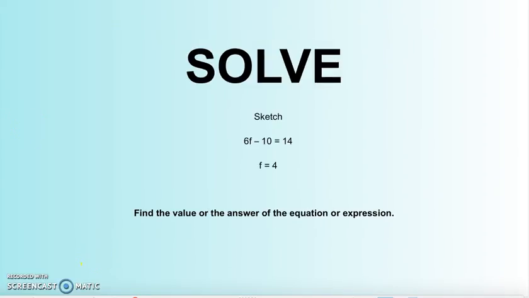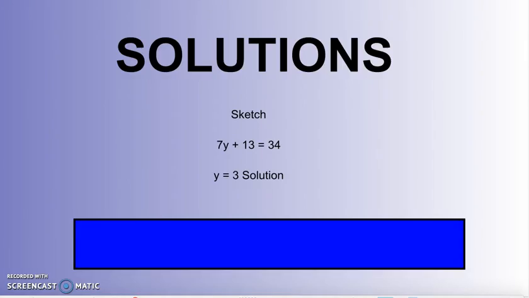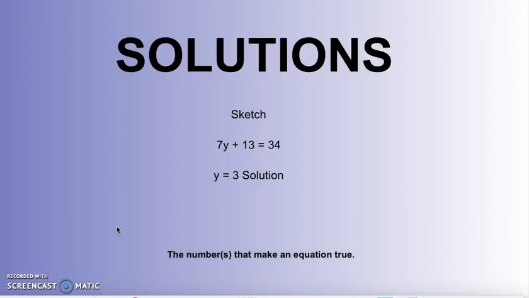Okay, so let's move on to our next word, solutions. If we're solving for something and I find a solution of 3, y is equal to 3, what's a solution? What would your definition be? Okay, if you wrote down that it's the number or numbers that make an equation true, you are absolutely right. That's a solution. We only have 3 more words left, so let's get through them.